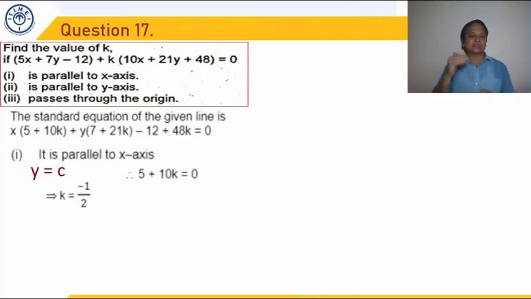So parallel to the x-axis is of the form y is equal to a constant. That means the coefficient of x should be 0. So we equate 5 plus 10k equal to 0. Value of k is minus 1 by 2.